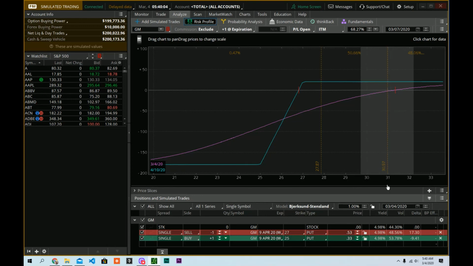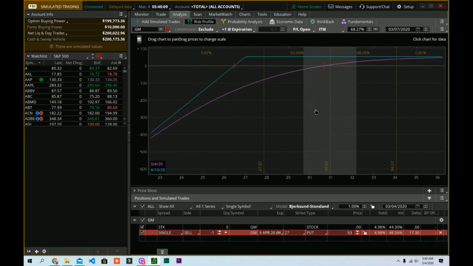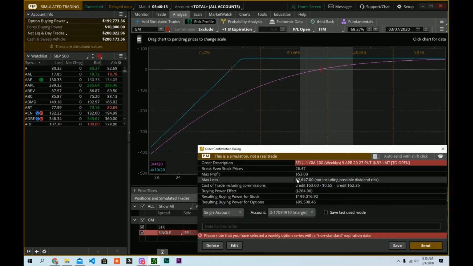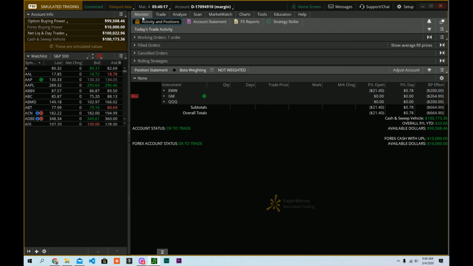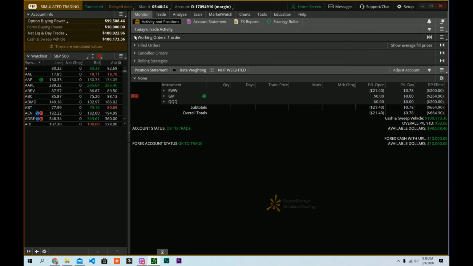Okay, I'm not going to do a vertical. I'm going to put it in as a naked put as we had before. And right click, confirm and send. There it is. Check in our monitor tab. Take a look at our working orders. Okay, we can see that there. So this hasn't filled yet, of course. And we can see our other positions. We're not going to review those now. On Mondays, we review our positions and anything I've closed throughout the week.